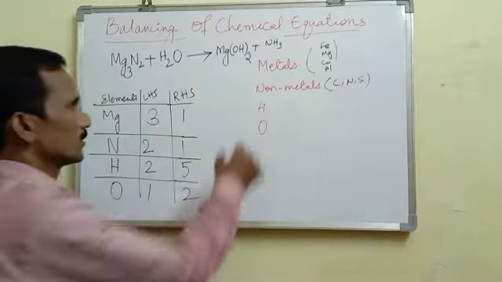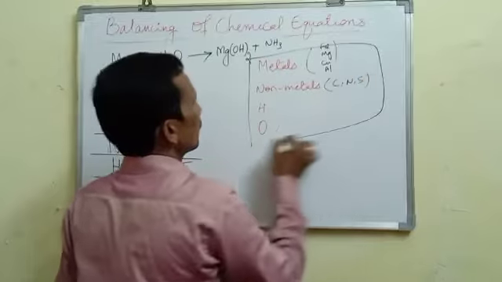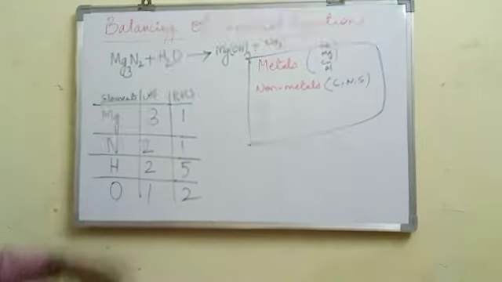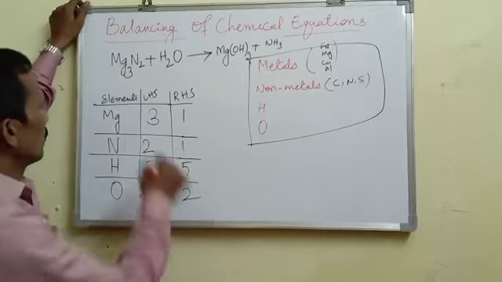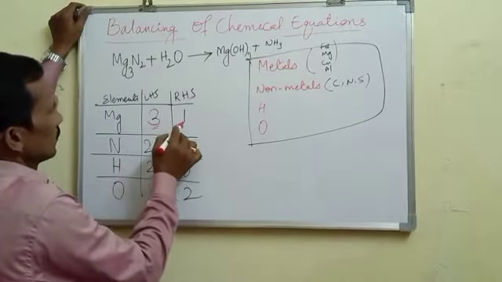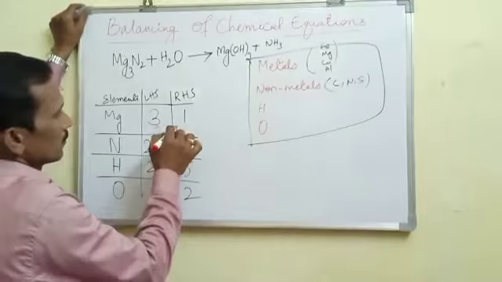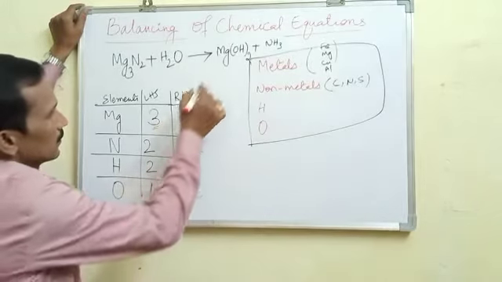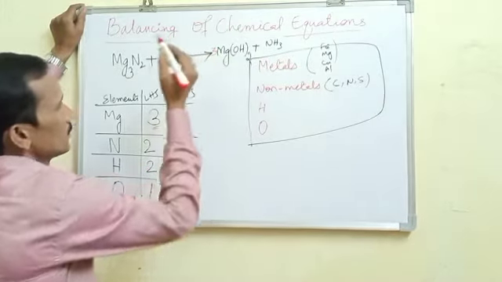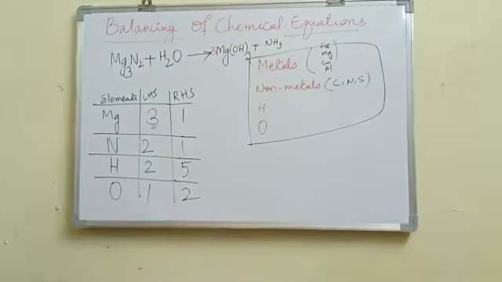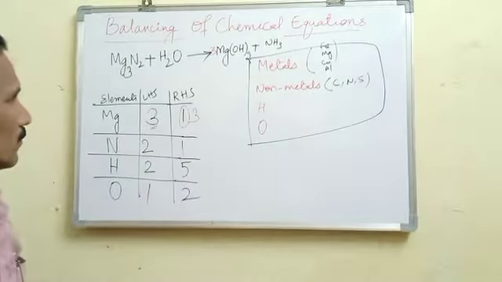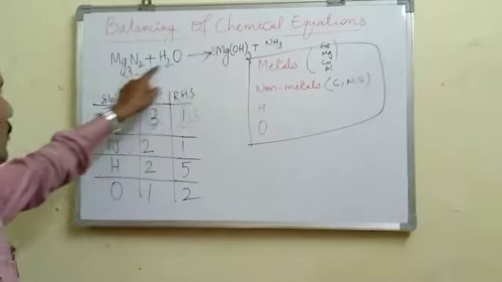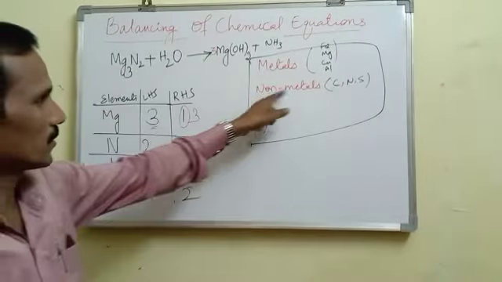Then we follow this: metals first. What is the metal present here? Magnesium. So how many magnesiums are there? 3. To balance the magnesium here, where there is only 1, we simply multiply with 3. So magnesiums became 3 here. It is balanced. Check it out: magnesiums 3, 3.